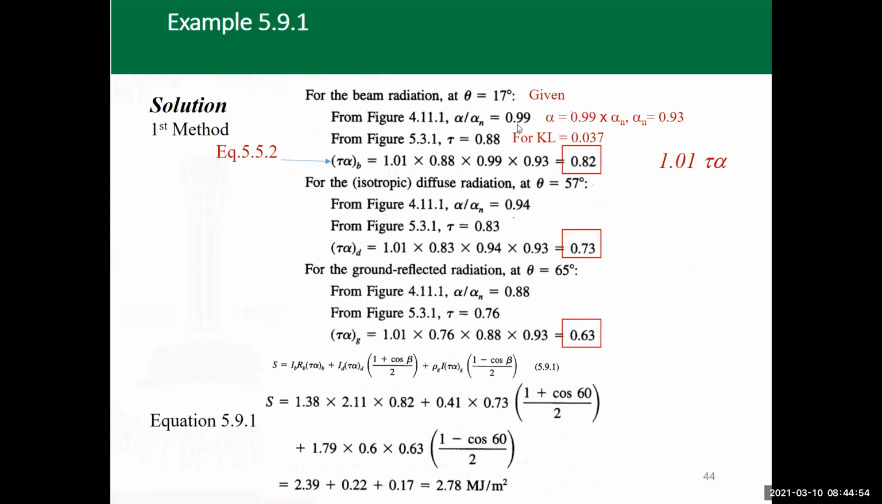But this is alpha over alpha n. In the problem, we are given the value of alpha n, which is 0.93. That's given data in the problem statement. So alpha here is going to be the product of the ratio alpha over alpha n multiplied by alpha n. So the value of alpha here for the beam radiation is 0.93.